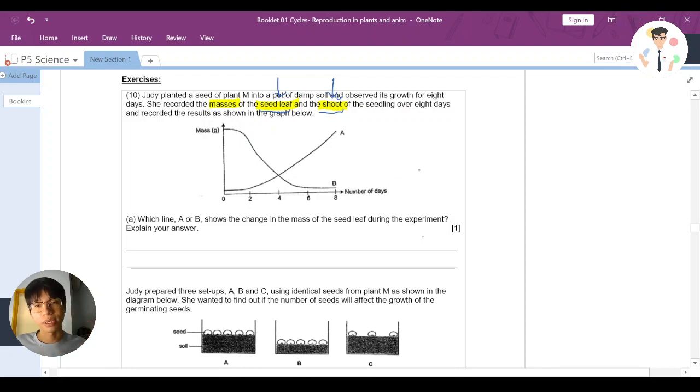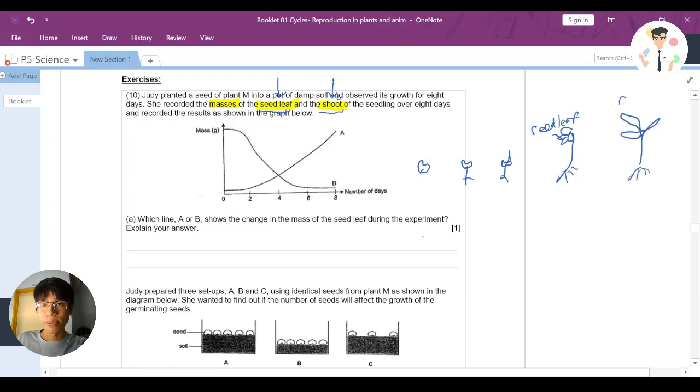So let's try to draw the diagram. We know that at first there's a seed, then the seed will slowly grow the root. Then after growing the root, it will grow the shoot. Then slowly you have something like this, and then you actually can see some of the seed leaves coming up. Seed leaves. Then you grow something called the first true leaves, right? Okay, the first true leaf.